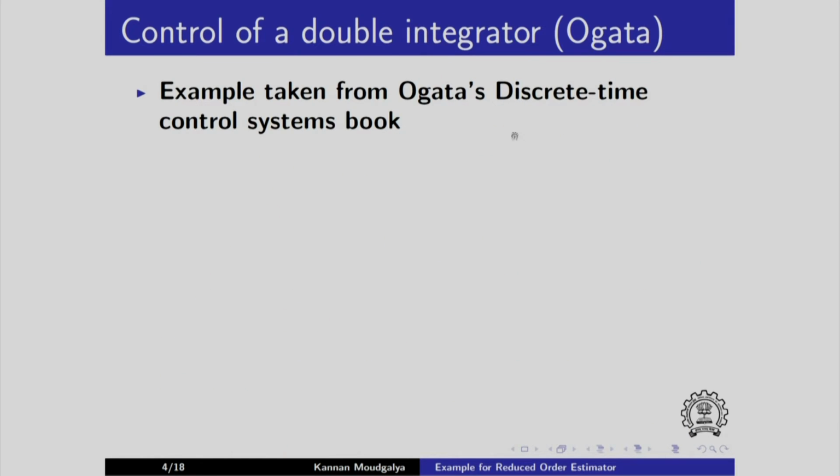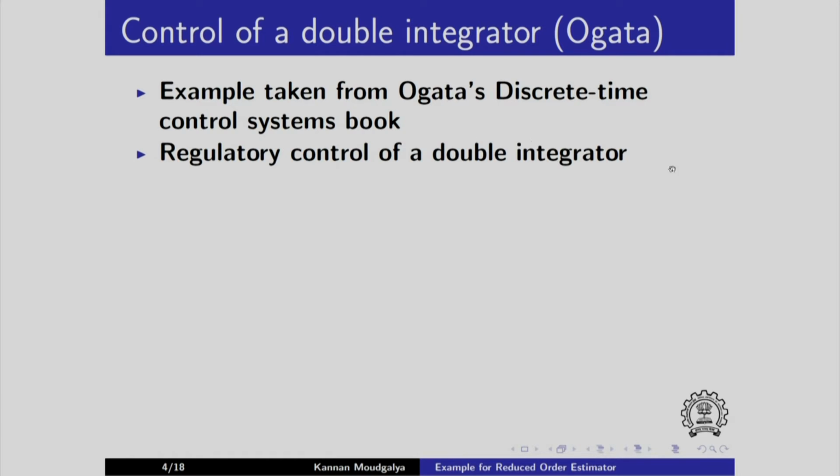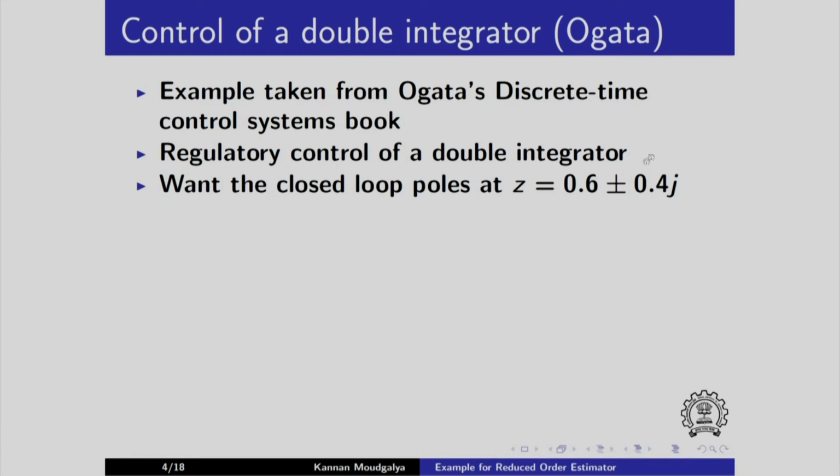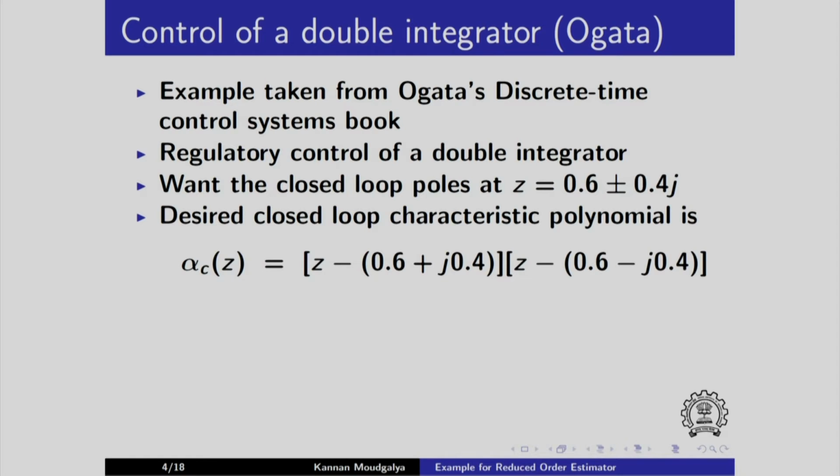As mentioned in the previous slide, this is the example taken from Ogata's discrete time control systems book. The reference for this is given in the textbook. It is the regulatory control of a double integrator. We want the closed loop poles at 0.6 plus minus 0.4 j inside the unit circle. Here is the desired closed loop characteristic polynomial calculated here.